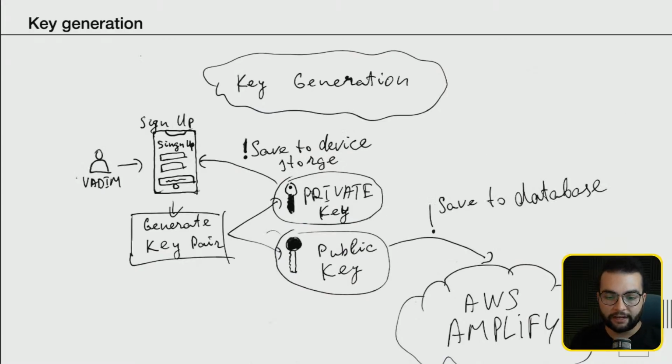All right. The next one is the public key. This public key can and should be shared with other users that you want to exchange information with. So the public key we save to the database. In our case, that's going to be AWS Amplify, and we save it there together with the user account. If you have any questions on this slide, let me know, and I'm going to try to explain. But it's pretty straightforward. We generate two keys. The private key we save to the device storage. The public key we save in the database so that other users can query and get our public key.